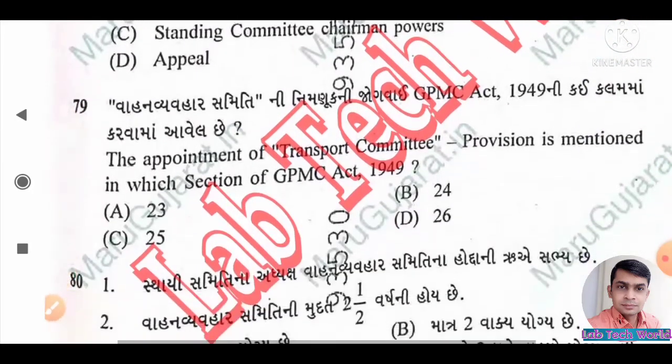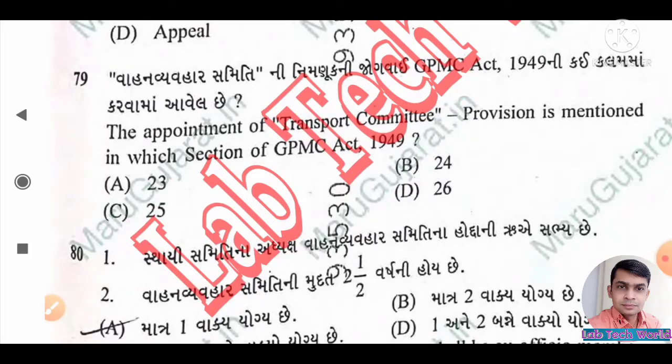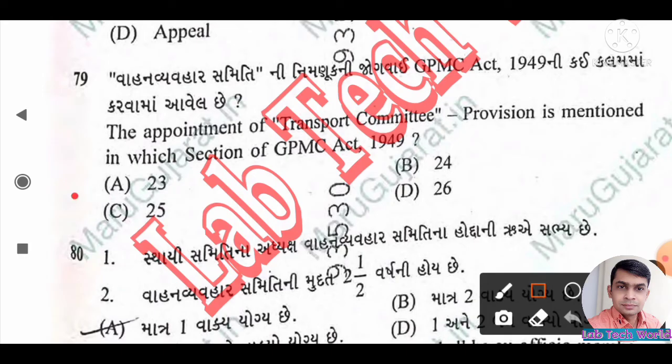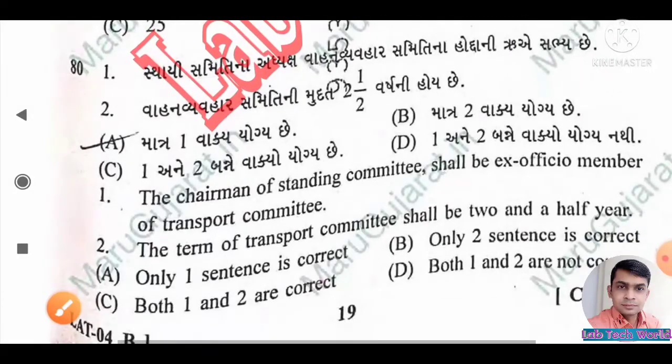Move to the next question, number 79. The appointment of Transport Committee provision is mentioned in which section of GPMC Act 1949? Options: A, 23; B, 24; C, 25; D, 26. The correct answer for this question comes under section 25. So option C is the correct answer, under which Transport Committee is appointed.